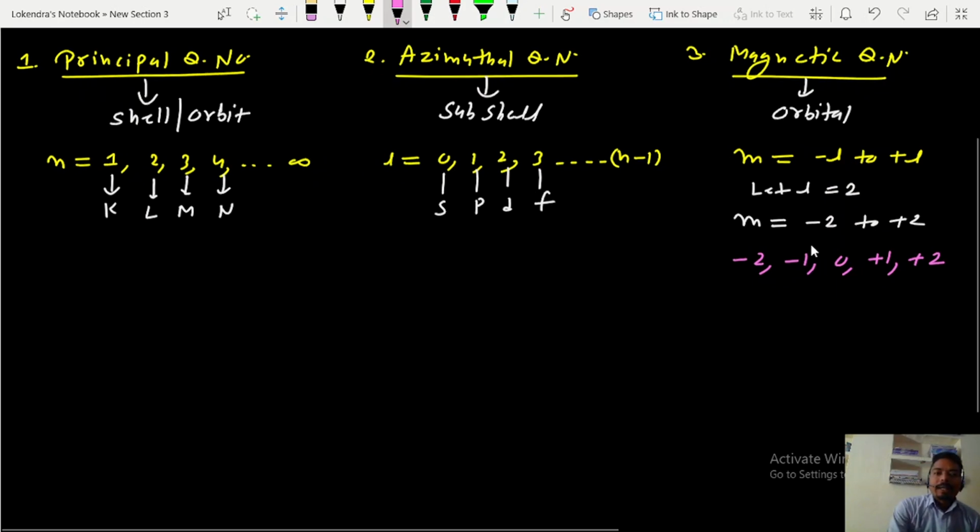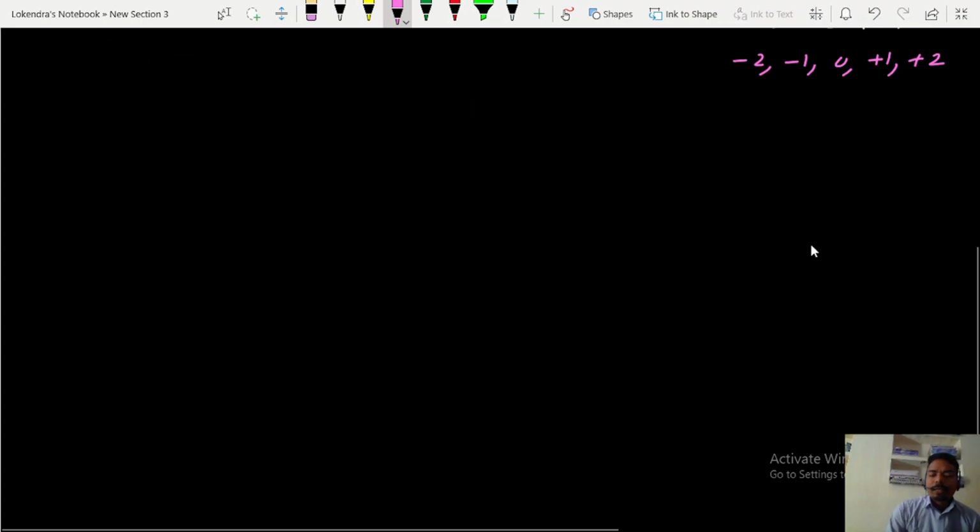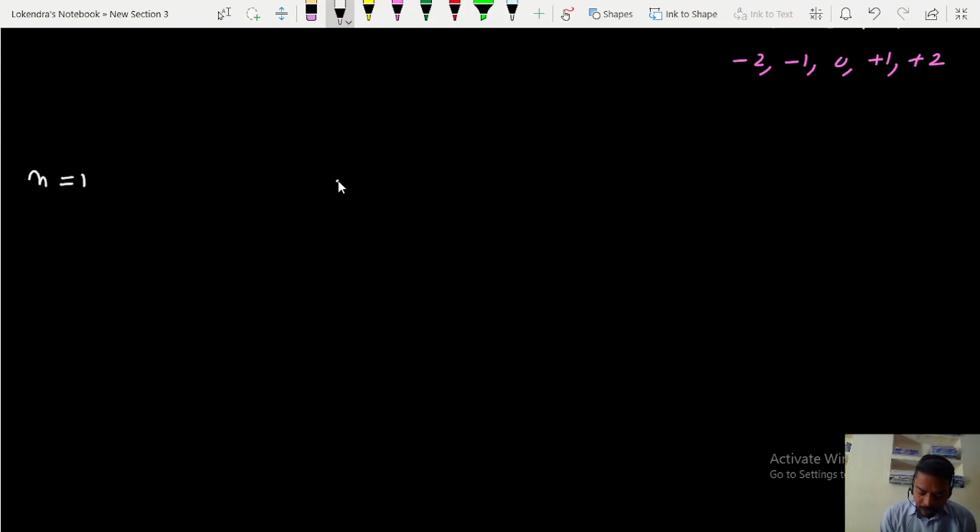Now we can take an example of n, by which we can understand the interrelation of these quantum numbers. Now we are going to take an example. Let us assume the value of n is equal to 1, and we know that l depends on the value of n, and it may be l is equal to 0, less than 1.